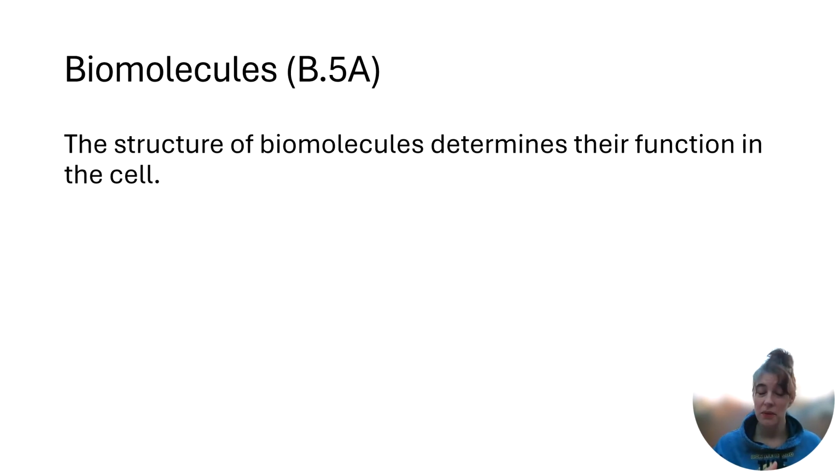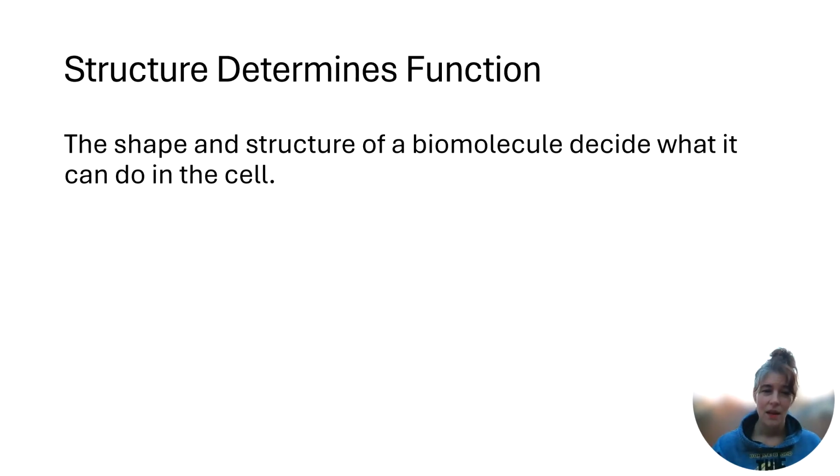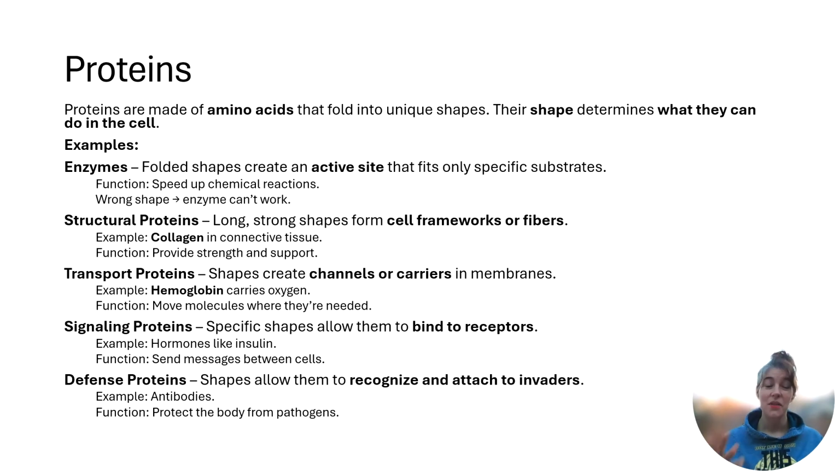So now that we've reviewed that, let's talk about our biomolecules. The structure of biomolecules determines their function in the cell. Remember, structure determines function. The shape and structure of a biomolecule will decide what it can do in the cell. So proteins, well, proteins are made of amino acids that fold into unique shapes. Their shape determines what they can do in the cell.